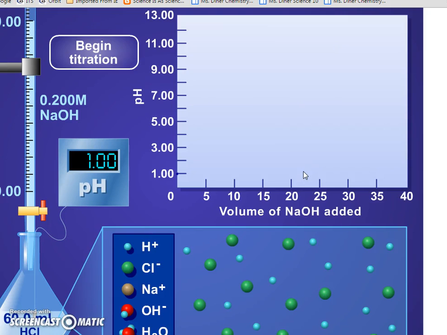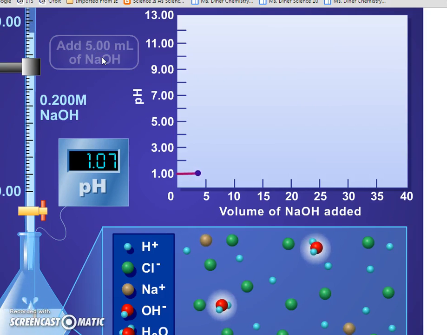At the beginning, if you look at the bottom, we can see that the water, the solvent, is not included in the molecular diagram. You can see that we've got chloride and hydrogen ions present in solution, represented by the green and the blue circles. When I add sodium hydroxide to hydrochloric acid, let's see what happens at the molecular scale and to the pH. I'm going to begin the titration, adding 5 milliliters of sodium hydroxide at a time.